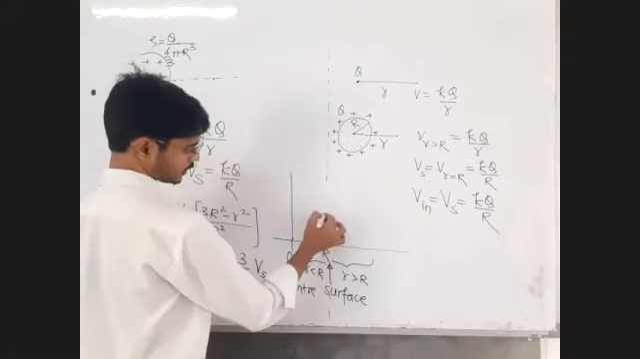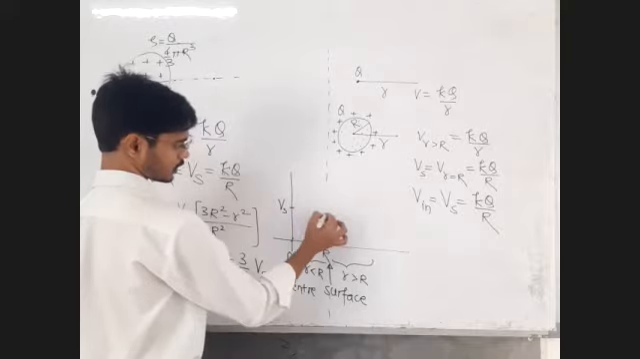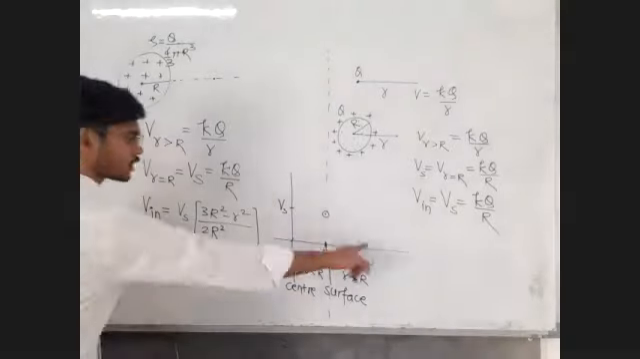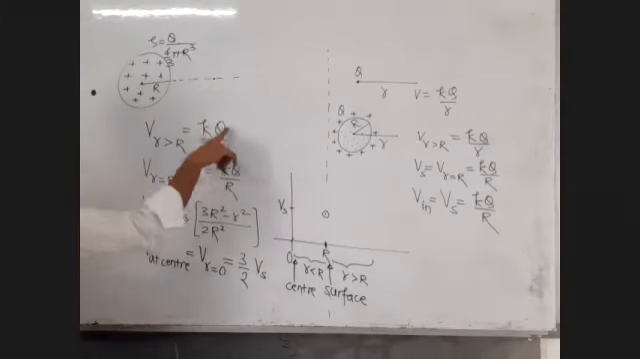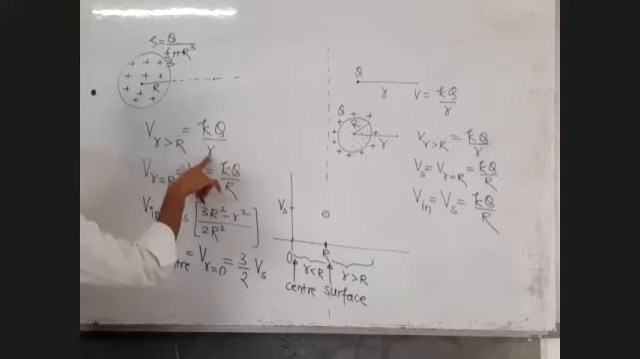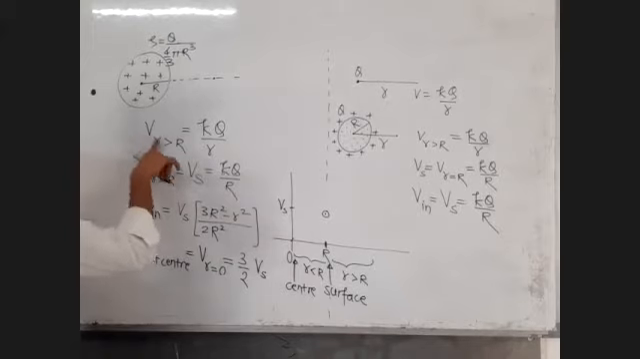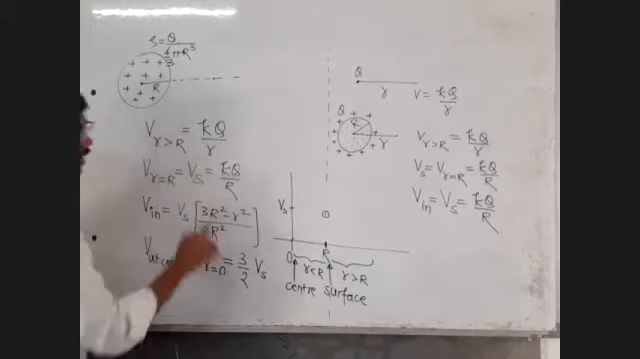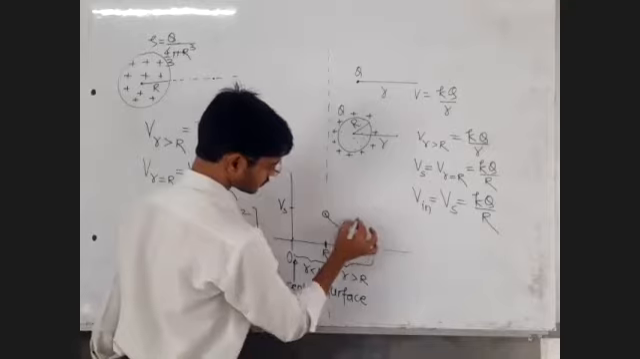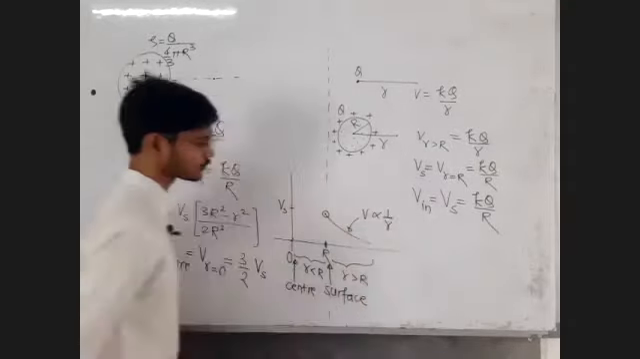On the surface, let's say the potential is Vs. Outside it is kq upon capital R. In general it is kq upon small r. Outside, the potential is kq upon small r. If small r goes on increasing, potential goes on decreasing. So outside, potential is proportional to 1 upon r. This is the graph for potential proportional to 1 upon r.